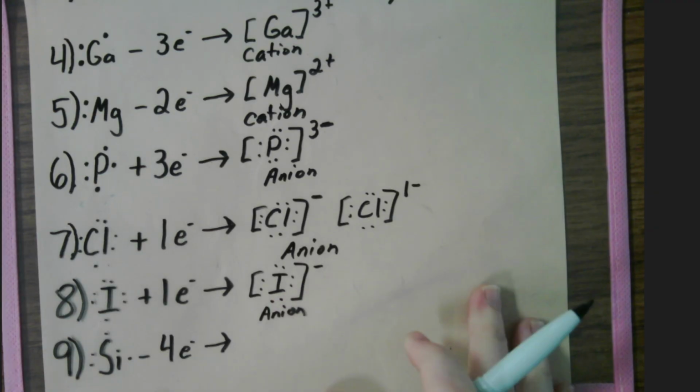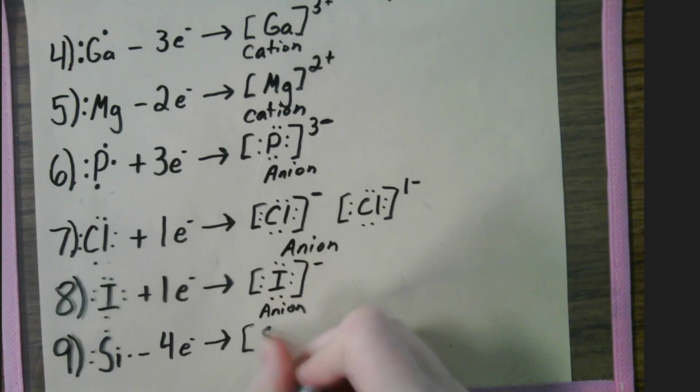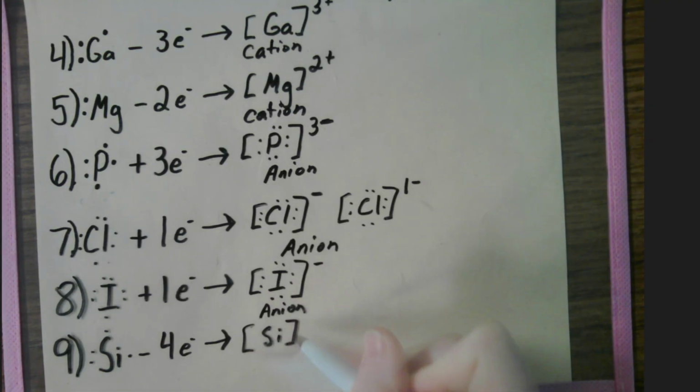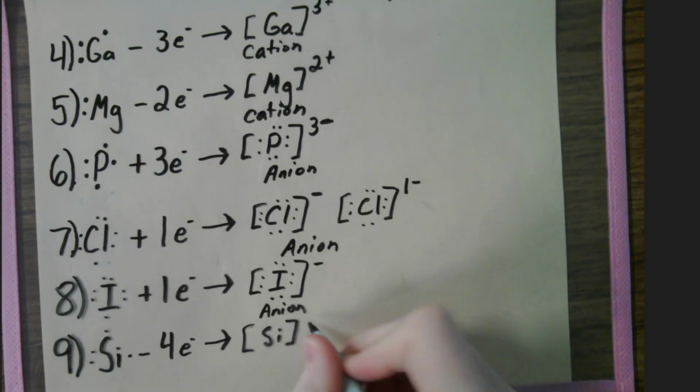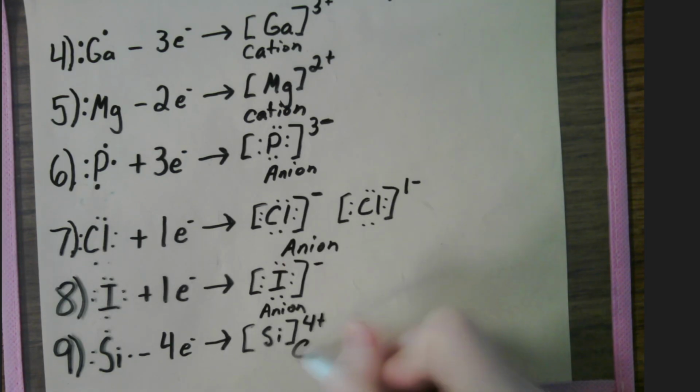We'll do 2 more. Now we've got silicon. Silicon's valence electrons are 4. Looks like we're going to subtract 4. So we're going to take away 4 negatively charged electrons. So we have our brackets, silicon. There's no dots around it because we took them away. And this is a 4 plus. It's going to be positively charged. That means it's going to be a cation.